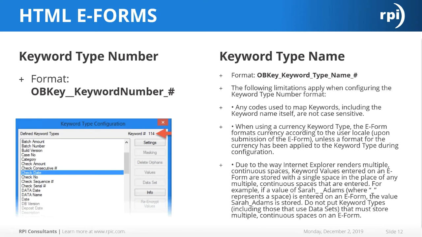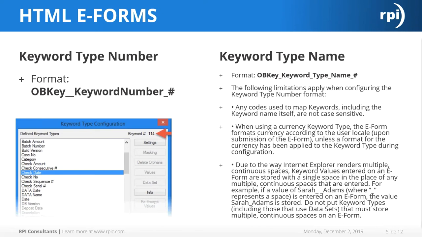And then the keyword type. If you're going to use a keyword type name on your form, the format would be the OB key, again, for the document management system code, underscore keyword underscore type underscore name underscore pound. Any codes used to map keywords, including keyword name itself, are not case sensitive.